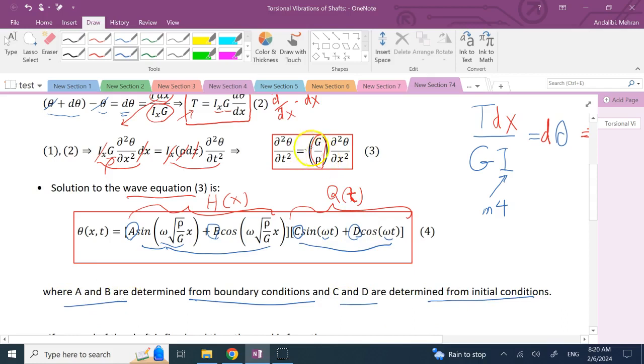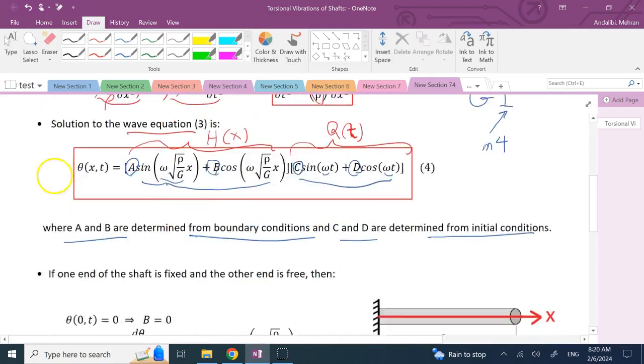Since this is second order both in time and position, we need 2 boundary conditions and 2 initial conditions. And so now let's go ahead and look at the specific scenario, specific boundary conditions, and see how we can find some of these.